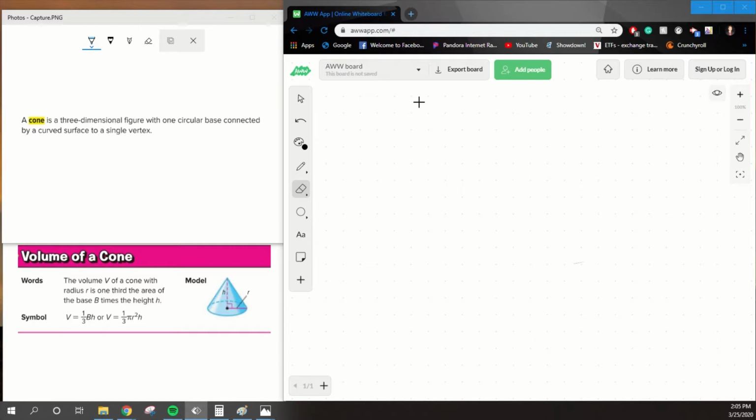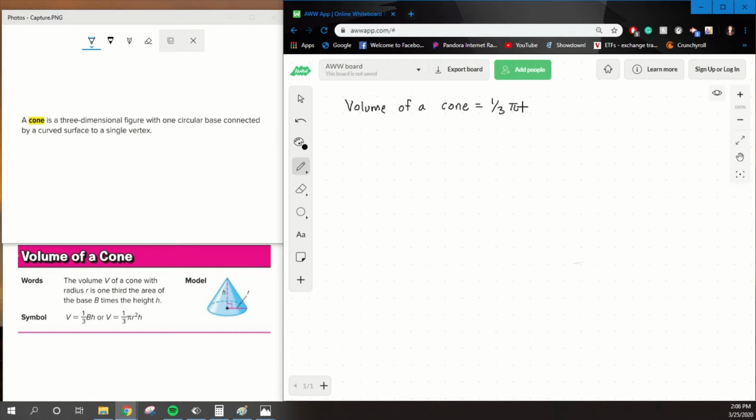So make sure you know that to find the volume of a cone, we will take 1/3 times pi r squared times the height. Let's go ahead and look at some examples of this.